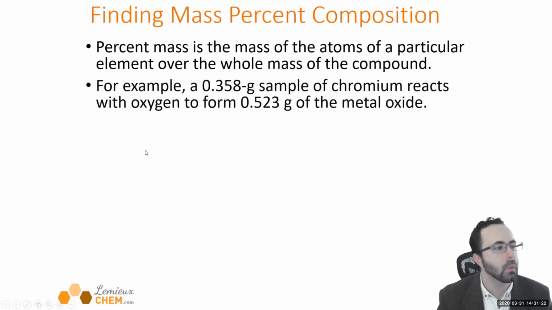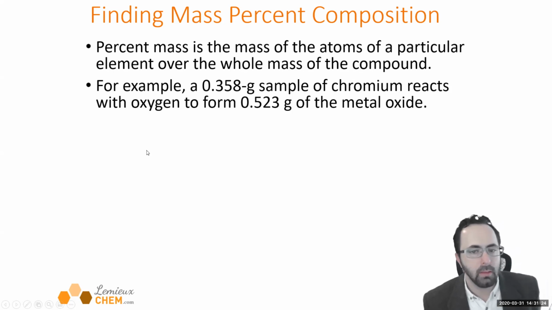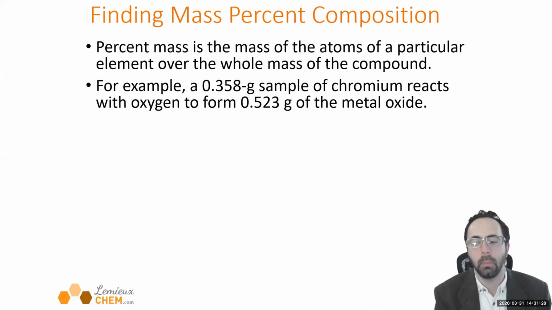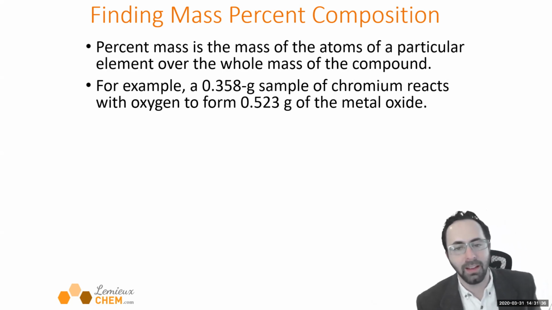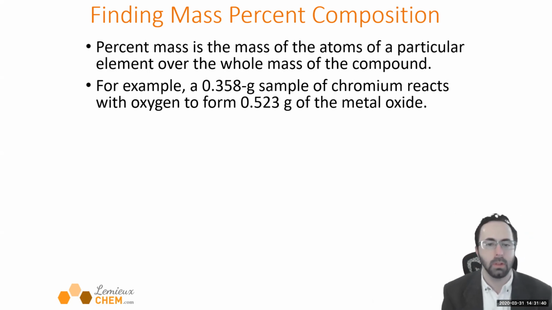compound. For example, let's say we burn some metal. This is something that they did a lot back in the old days when they were first trying to figure out what the elements even were. Their solution was just burn everything and see what happens, okay? So if you burn chromium or some metal, but chromium in this case, it reacts with oxygen.